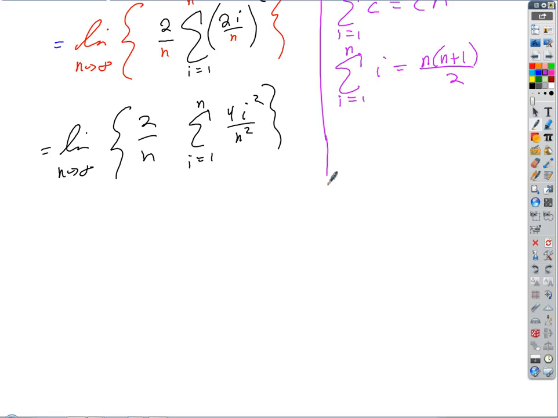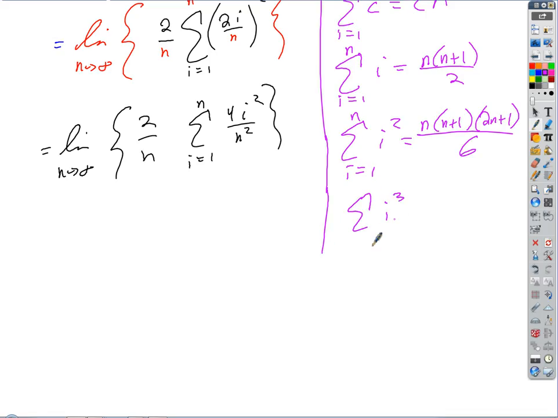The sum of i squared as i goes from 1 to n is n times n plus 1 times 2n plus 1 over 6. And I hope I can remember this one. The sum of i cubed as i goes from 1 to n is n squared times n plus 1 squared over 4. I hope that's right. It's been a while since I've done these, so forgive me if I got that one wrong. You'll forget stuff too.